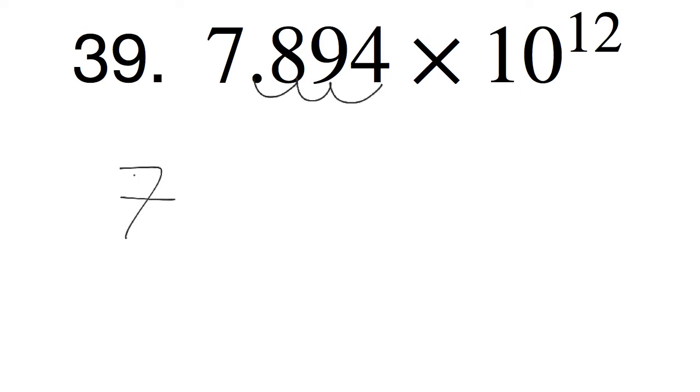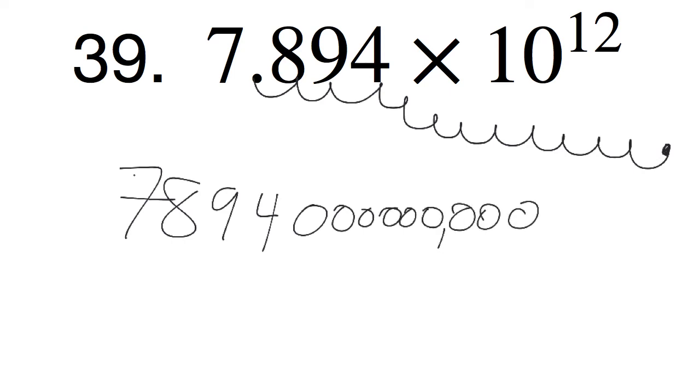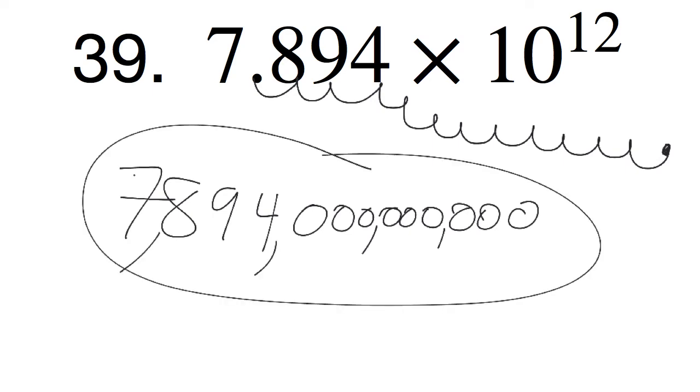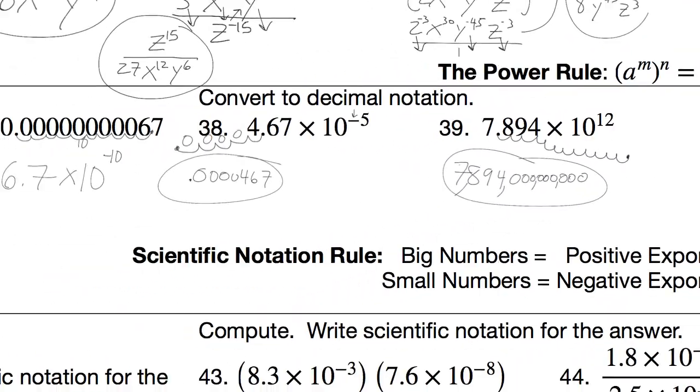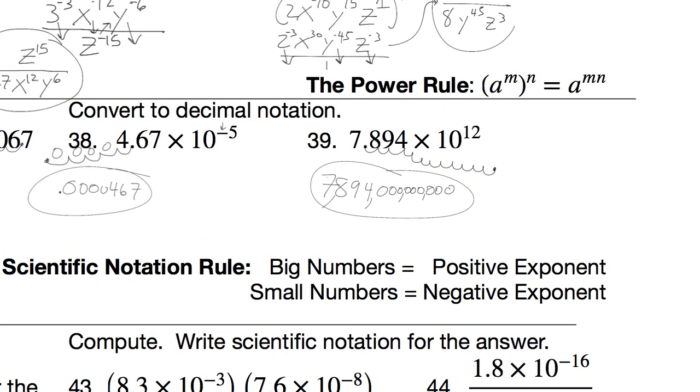1, 2, 3, 4, 5, 6, 7, 8, 9, 10, 11, 12. You have to move the decimal place 12 times, meaning it's going to be 7, 9, 4 with 9 zeros. 1, 2, 3, 4, 5, 6, 7, 8, 9 zeros. That's a huge number. In science, you have to work with numbers that are really huge and really small all the time. So that's why we use scientific notation. The rule here: big numbers equal positive exponents, small numbers equal negative exponents.